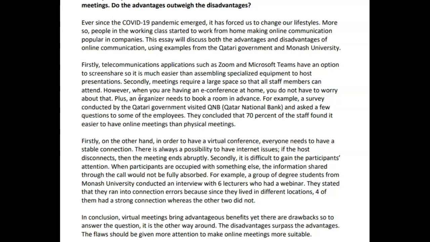So what could this have looked like? Rather than starting here with this communications, Zoom and Microsoft, you could have said that one of the advantages of telecommunication is the convenience that it provides. For example, applications such as Zoom and Microsoft Teams have an option to screen share, and so on. Okay, that would have been a better way to do this.